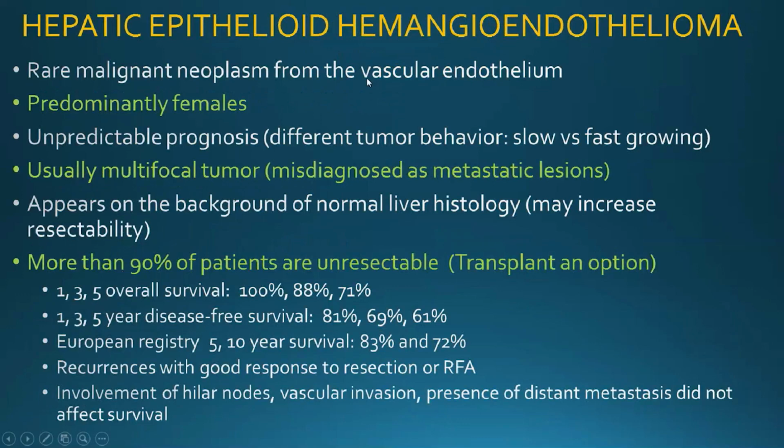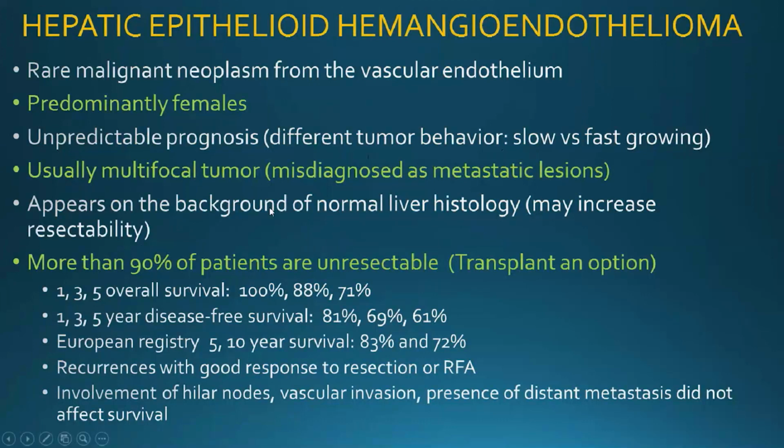It is a rare malignant neoplasm from vascular endothelium, predominantly in the female population, with unpredictable prognosis depending on the tumor behavior. It could be very slow, but also we do see some fast-growing tumors, which is more in the sarcomatous nature of the problem. Usually they are multifocal, and most of the time are misdiagnosed as metastatic lesions, but again we have to have high suspicion to think about hemangioendothelioma and treat these patients in that regard.